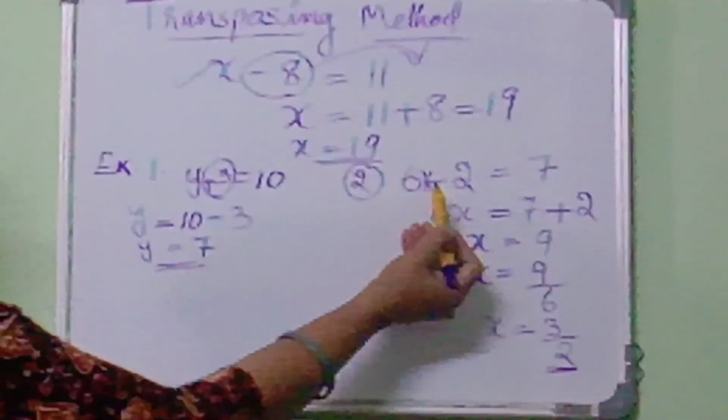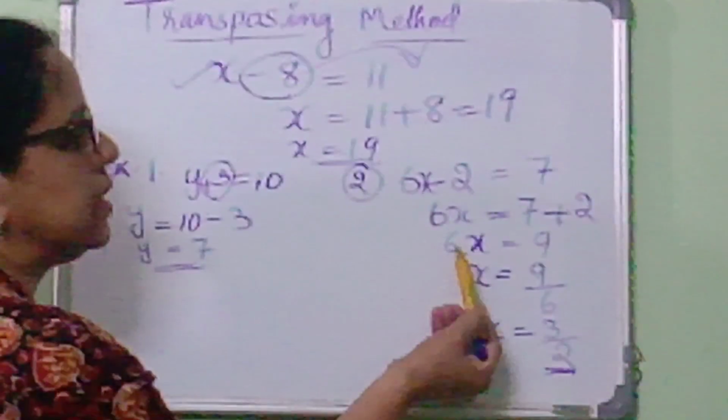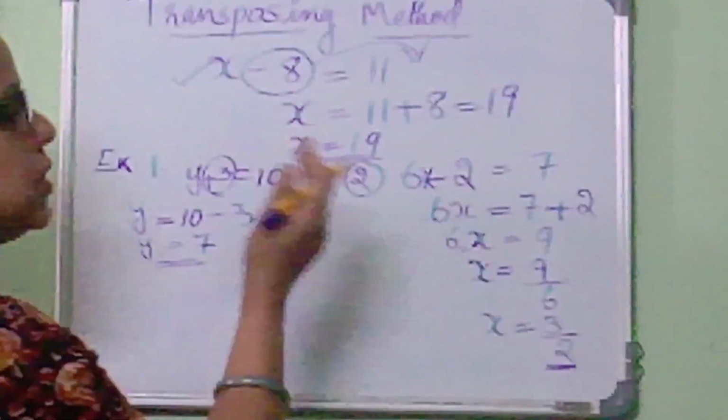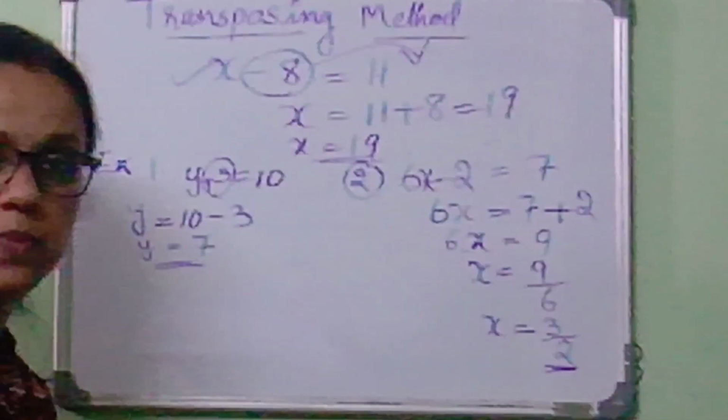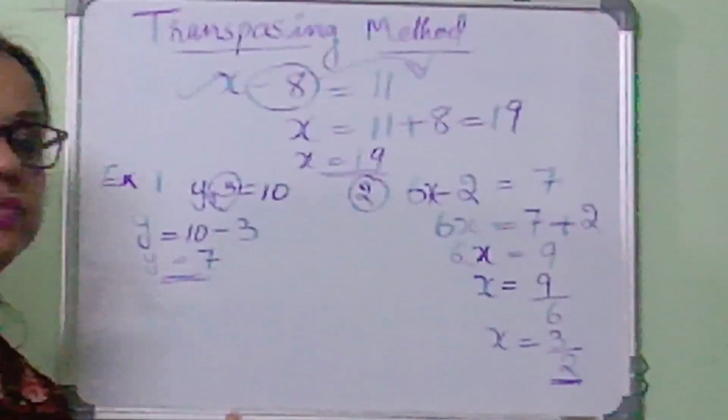Now you can see, is it clear? Our subtraction becomes addition here, and here our multiplication becomes division. So while transferring a number to the other side, as I explained already, the operation will change.